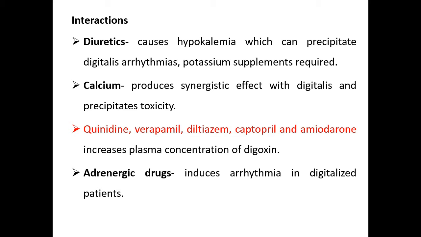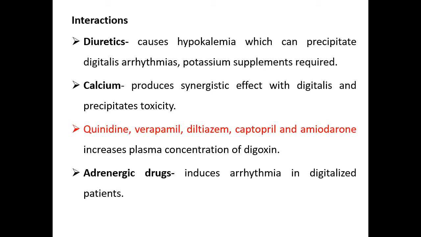And the third class is the phosphodiesterase inhibitors, in which there are two drugs, amrinone and milrinone. Inhibition of phosphodiesterase leads to increased cAMP level, and increased cAMP level leads to increased interaction of calcium with the actin myosin fibers, and it leads to increased myocardial contractility. So again, it also increases the myocardial contractility.